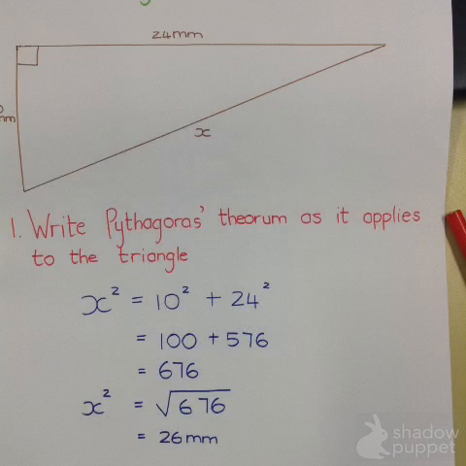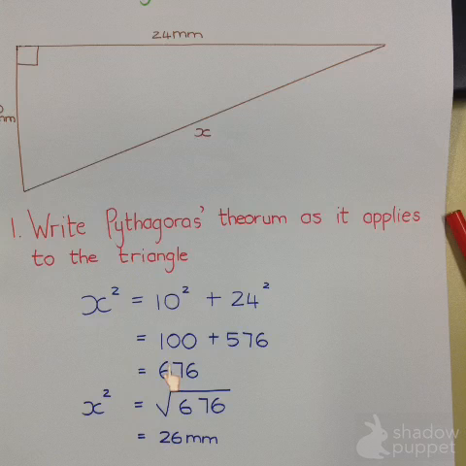Your steps to do this are as follows. First of all, write down the Pythagoras theorem as it applies. So you've got your x squared, you know it has to be squared. You've got 10 squared because that's on your left-hand side, and you've got your top, which is 24 squared. Work out what 10 squared is, which is 100. Work out your 24 squared, which is 576. Add them together.